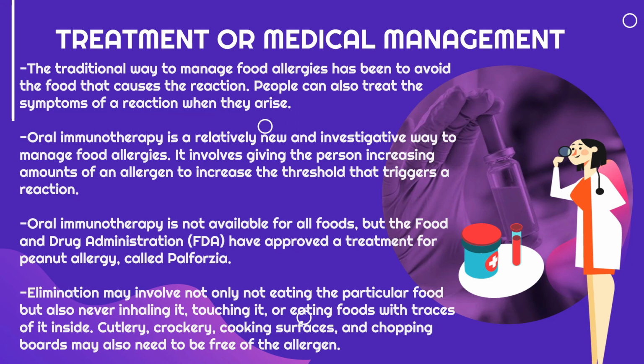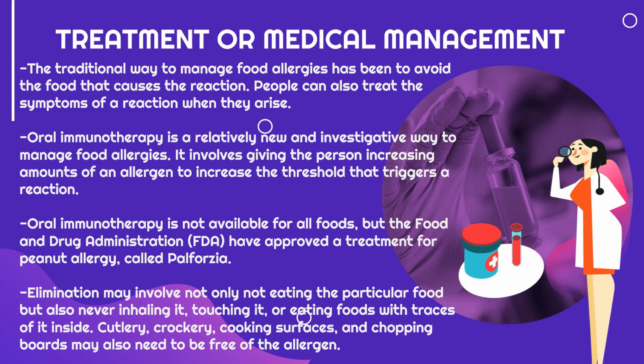In treatment or medical management, the traditional way to manage food allergies has been to avoid the food that causes the reaction. People can also treat the symptoms of reaction when they arise. Oral immunotherapy is a relatively new and investigative way to manage food allergies. It involves giving the person increasing amounts of an allergen to increase the threshold that triggers a reaction. Oral immunotherapy is not available for all foods, but the Food and Drug Administration, or FDA, has approved a treatment for peanut allergy called Palforzia.